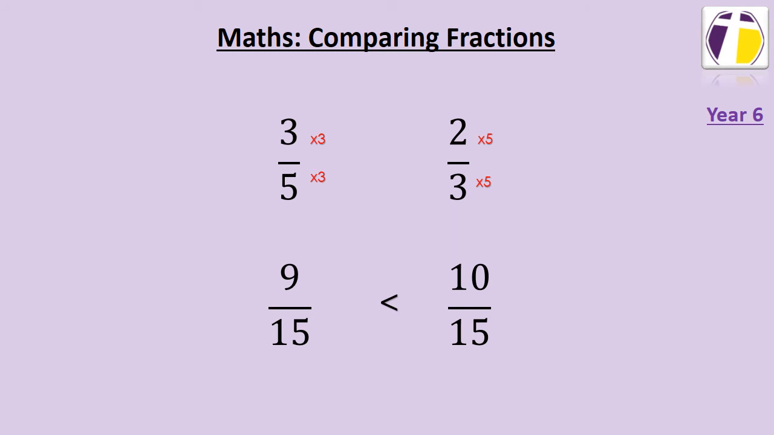We then look at how we get from 5 to 15, which in this case is multiplying by 3, so we do the same thing for our numerator. This gives us a fraction of 9/15.